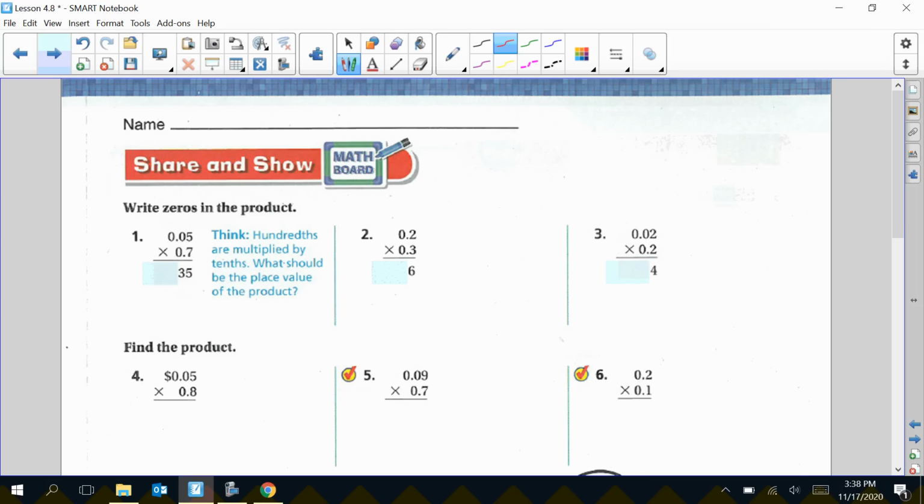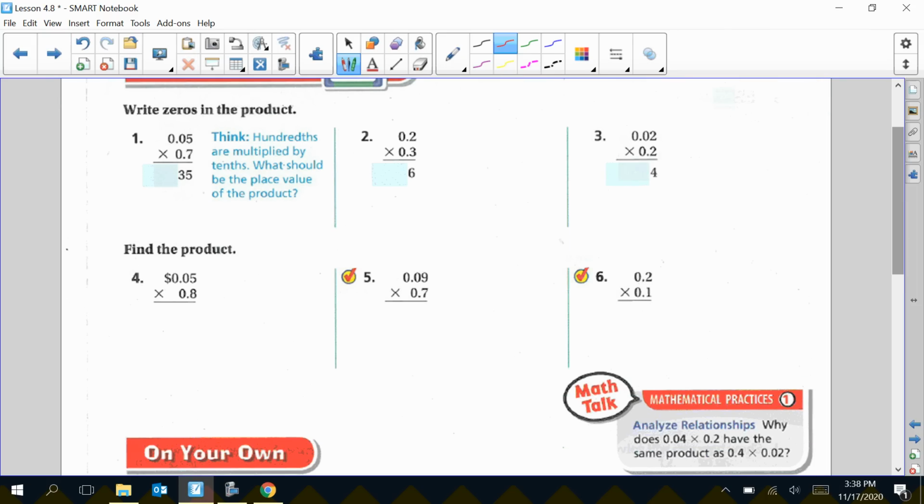On to the next page. Looking at these examples, really they're looking at the basic facts here. 7 times 5. We know that's 35. Now we're going to place the decimal point, and because there are 2 digits to the right of the decimal up top, and there's 1 number to the right of the decimal on the bottom, that gives us 3 places to the right of the decimal.